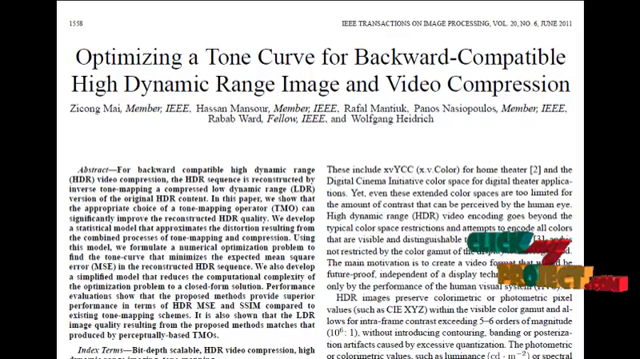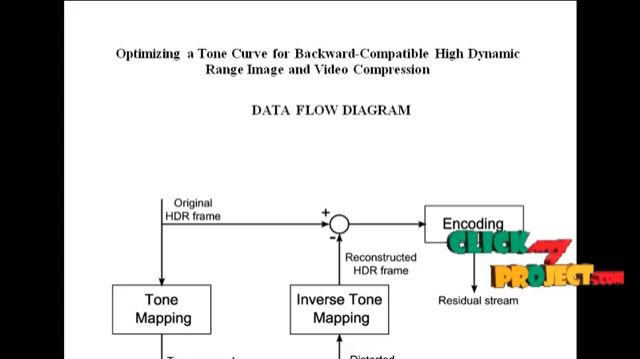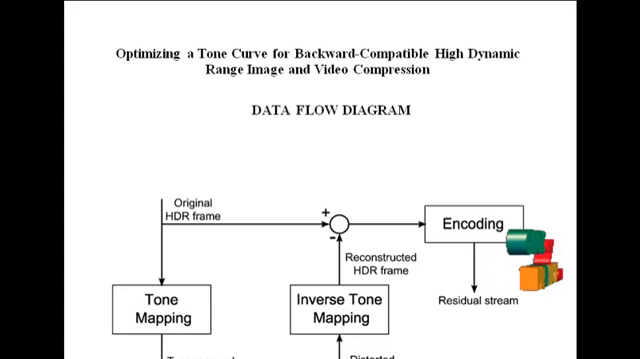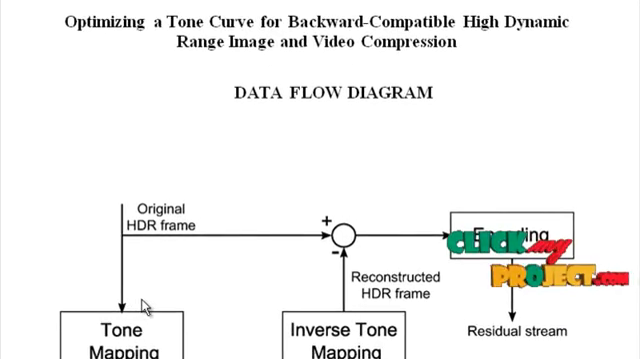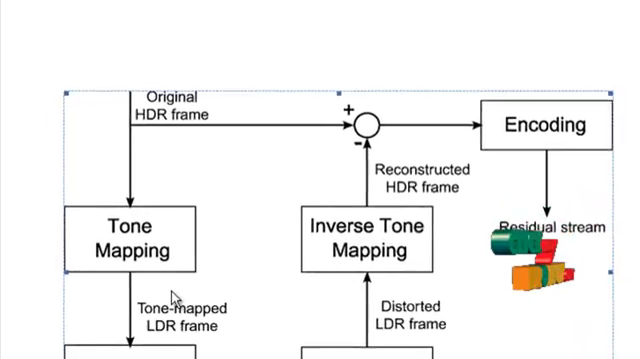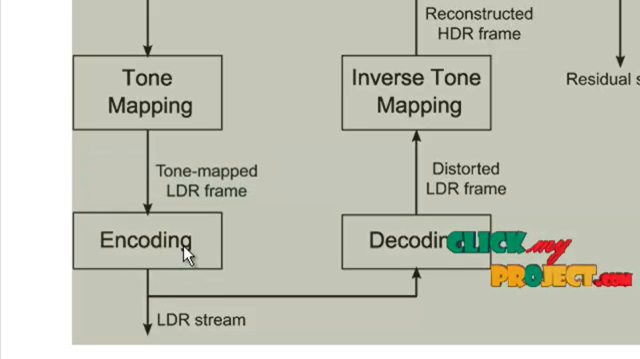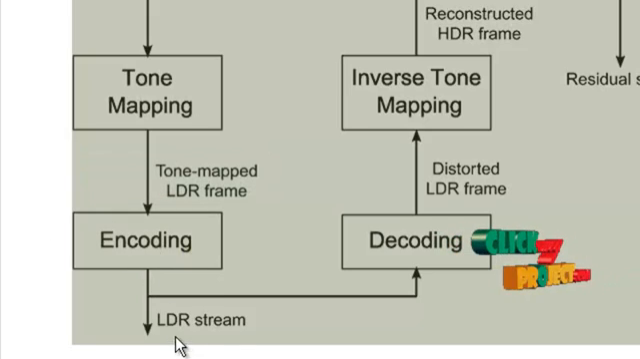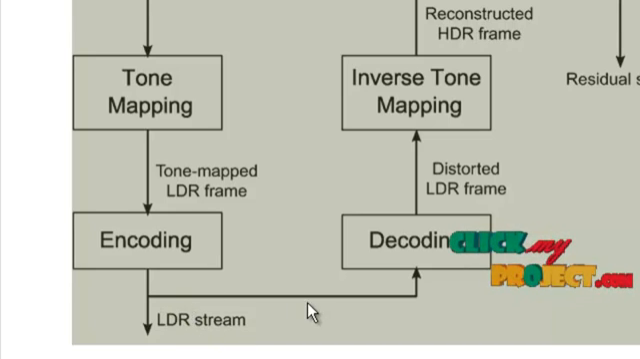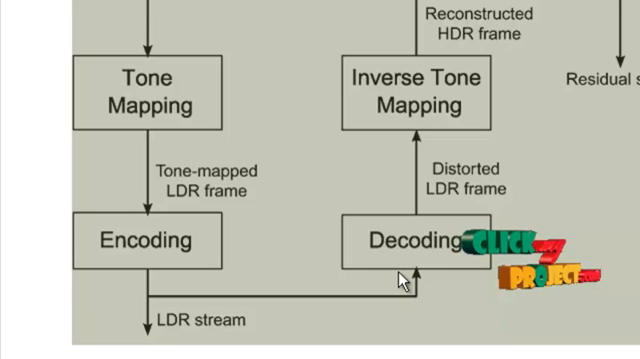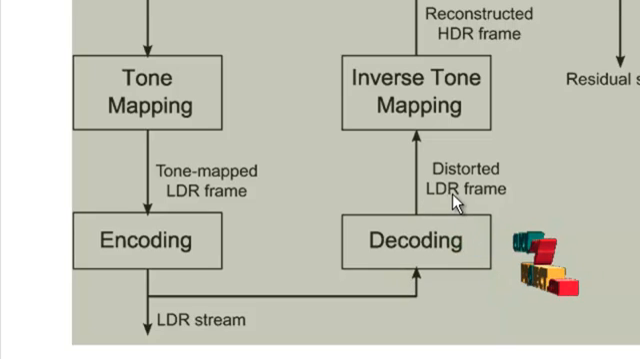Let's discuss the DFT. Considering the DFT, first consider the original HDR frame, then tone map it. When you are tone mapping it, it will be converted to a tone mapped LDR frame. This frame is encoded and you will be getting an LDR output stream, which is in the form of zeros and ones. These are subjected to a decoder. In the decoder, the result is a distorted LDR frame.